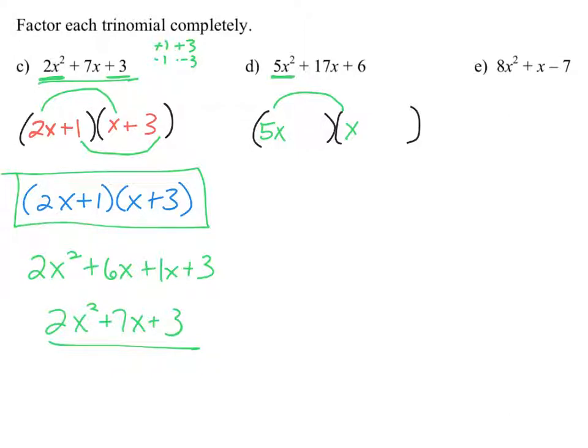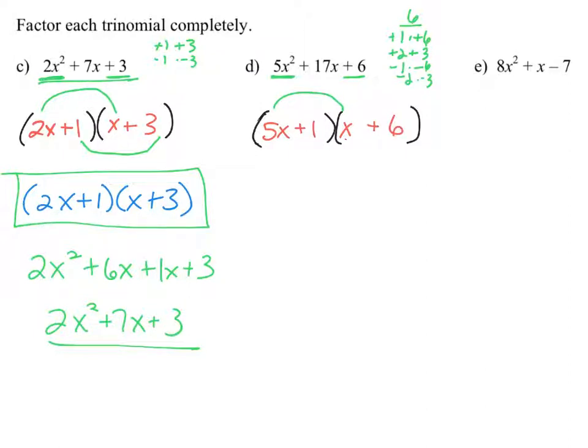Now in terms of getting the plus 6 here, I know that positive 6 can be found by multiplying positive 1 times a positive 6, or even a positive 2 times a positive 3, or even a negative 1 times negative 6, or negative 2 times negative 3. So we want to find the right pair of factors that will end up in the FOIL process giving you a middle term of 17x. So let's begin by checking the first pair, a positive 1 and a positive 6.